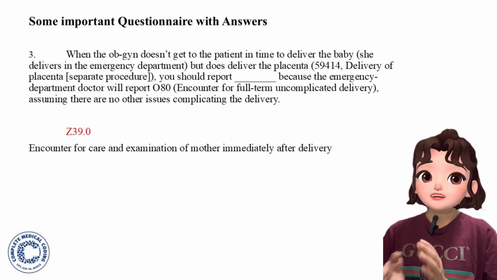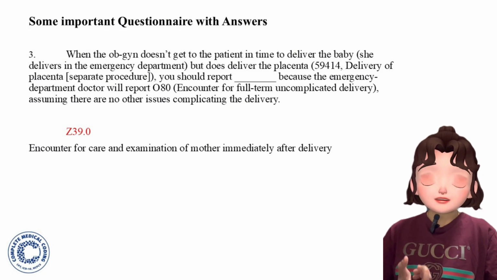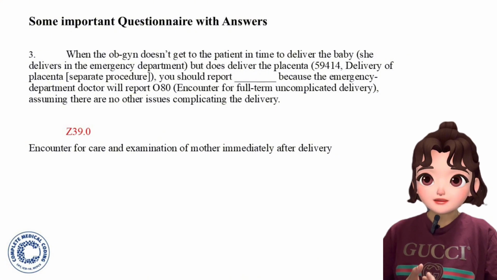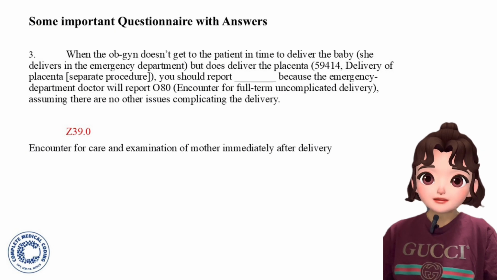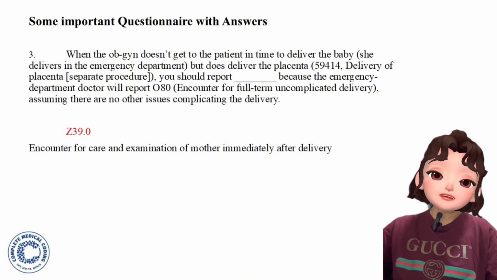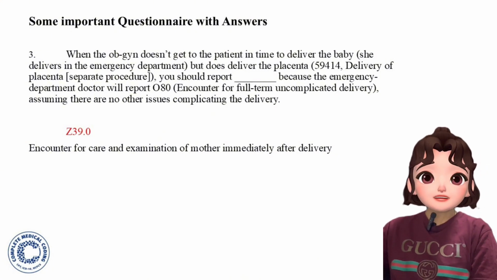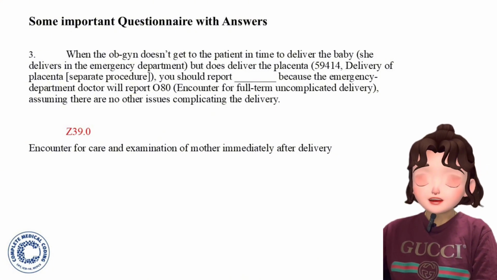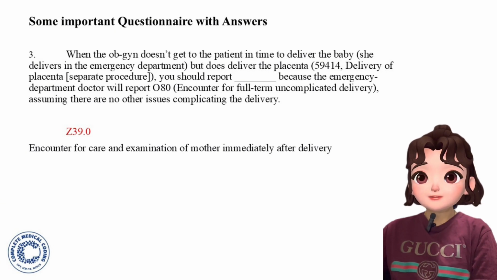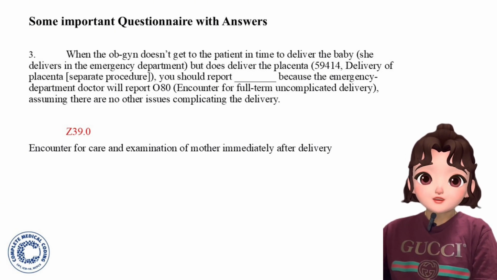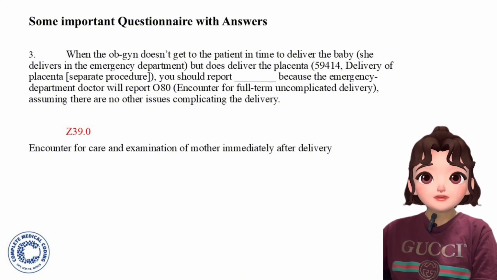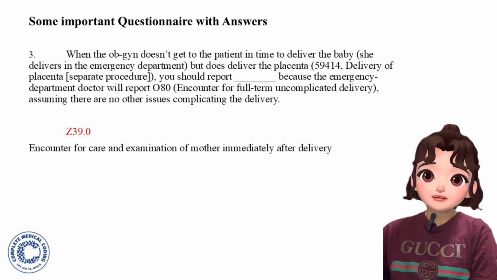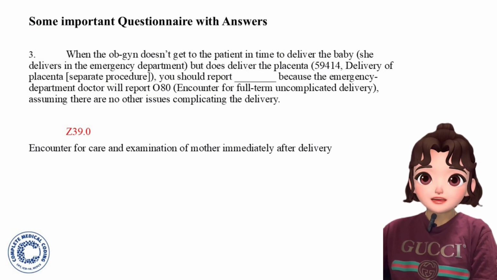So here the delivery occurred in the emergency department. So that doctor, the emergency department doctor, will report OAT as the code for full-term uncomplicated delivery. But for the OB-GYN, which code will you use? You have to use Z39.0, encounter for care and examination of mother immediately after delivery, because after delivery there is postpartum treatment and care for the mother. So for that, the OB-GYN is the one who will be treating, right? So for that, you need to use the code Z39.0. All right.